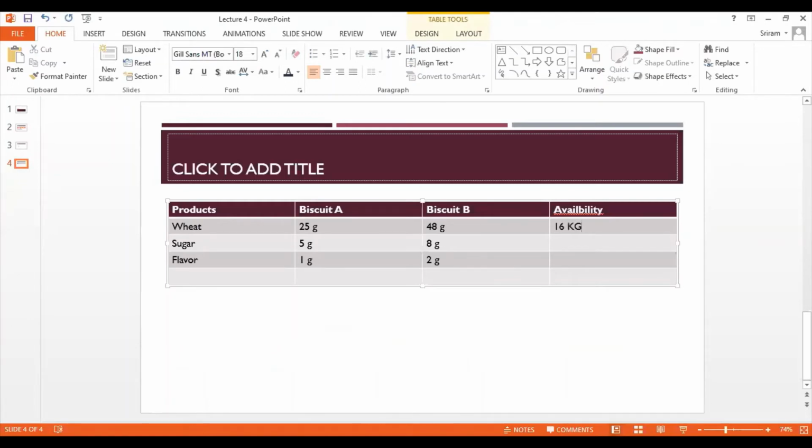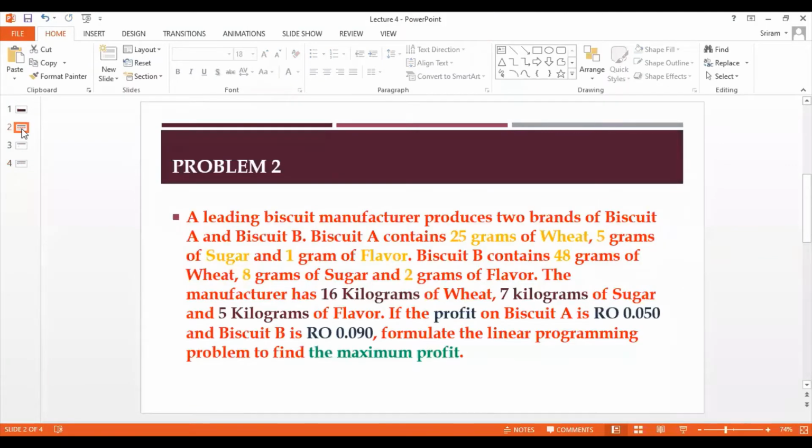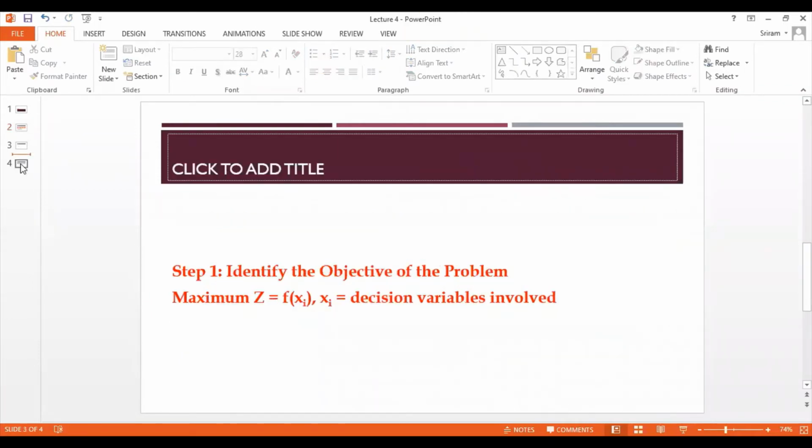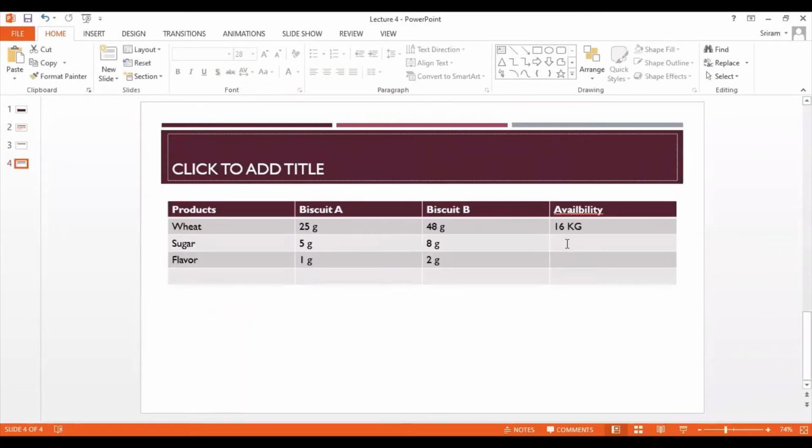So 16 kilograms, and the next one, sugar, we are having 7 kilograms, and flavor 5 kilograms. The corresponding profit is given for each product now.